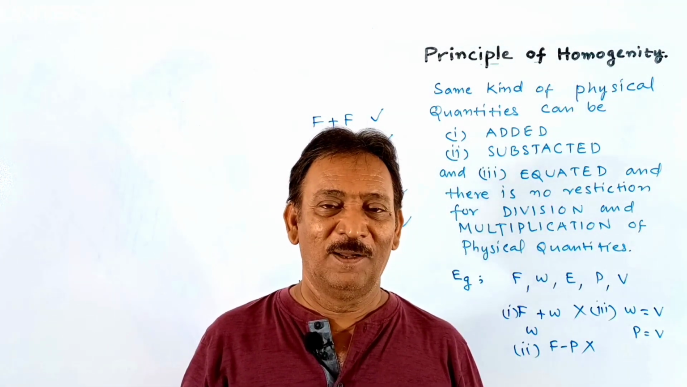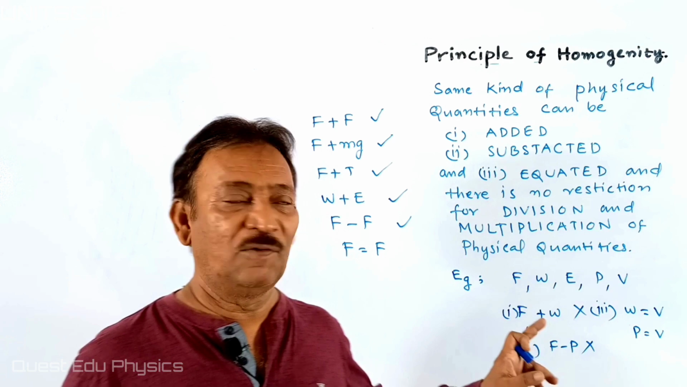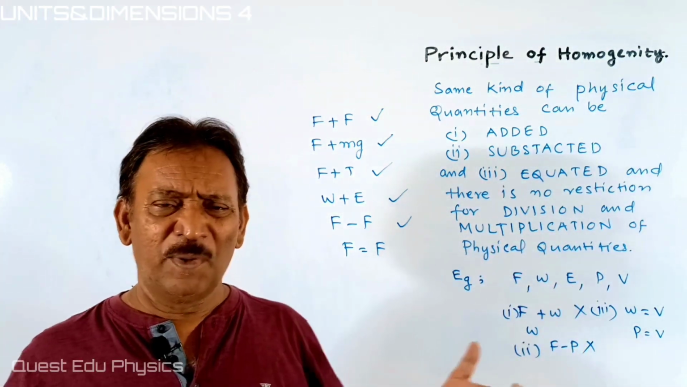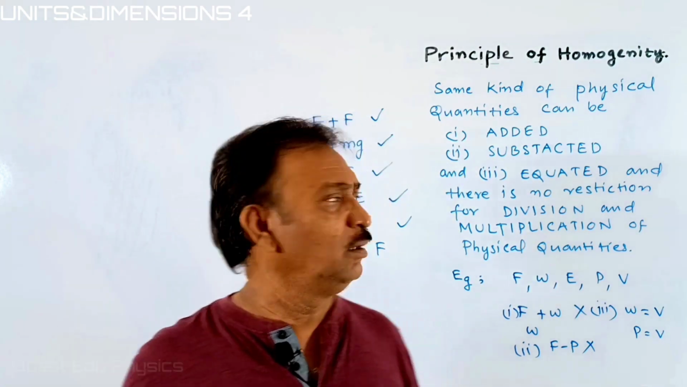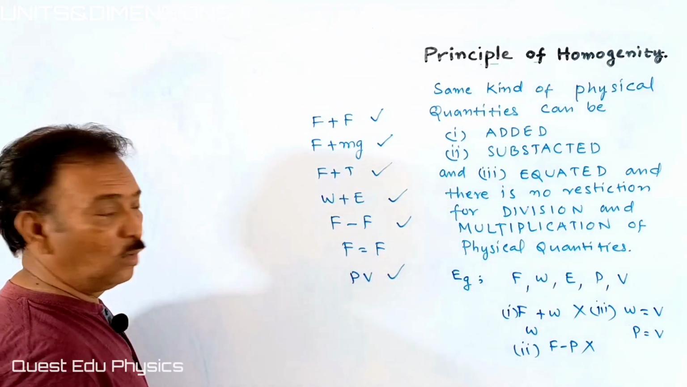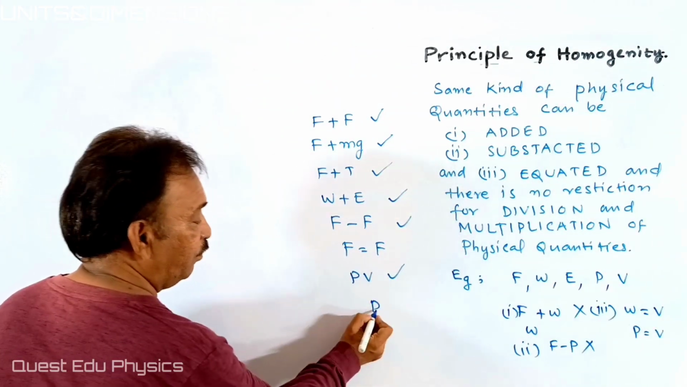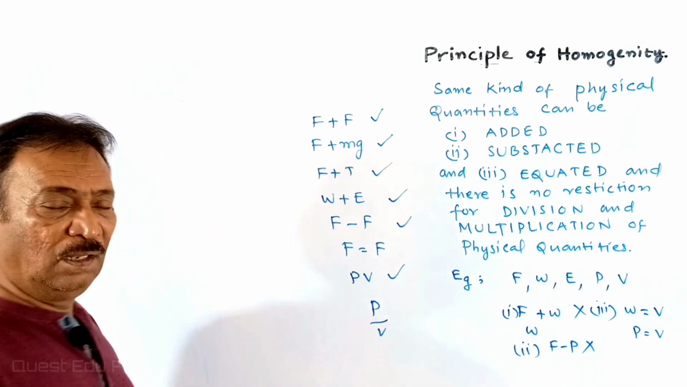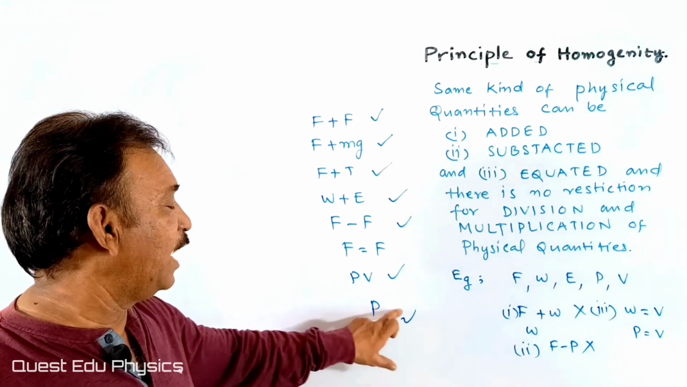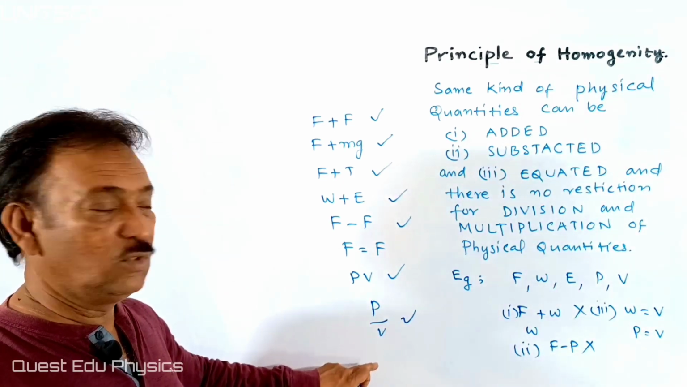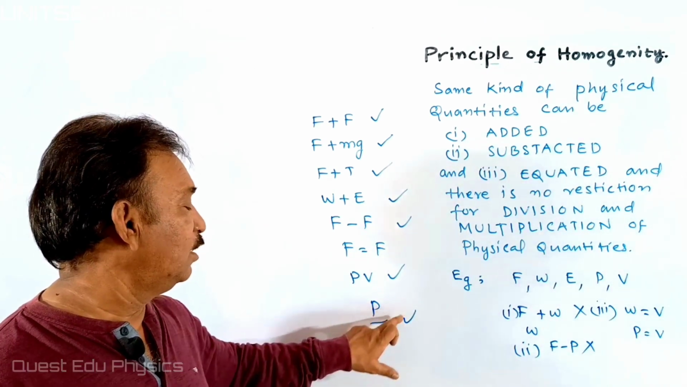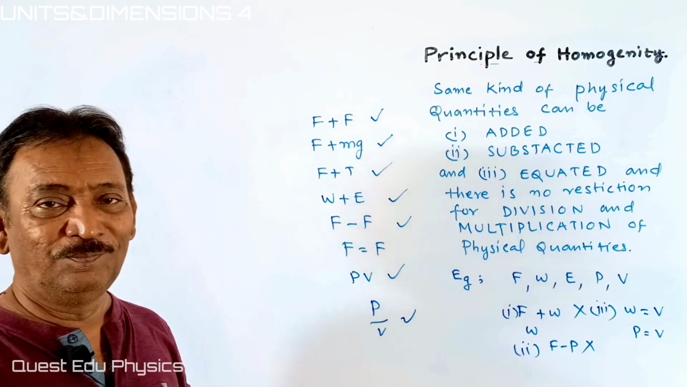Okay, but there is no restriction of division or multiplication of physical quantities. Pressure can be multiplied with volume. It's okay. It's right. Okay, students. Pressure can be divided by velocity. It's okay. But pressure cannot be added with volume. Pressure cannot be subtracted from volume. And pressure cannot be equated with volume. Okay, students.